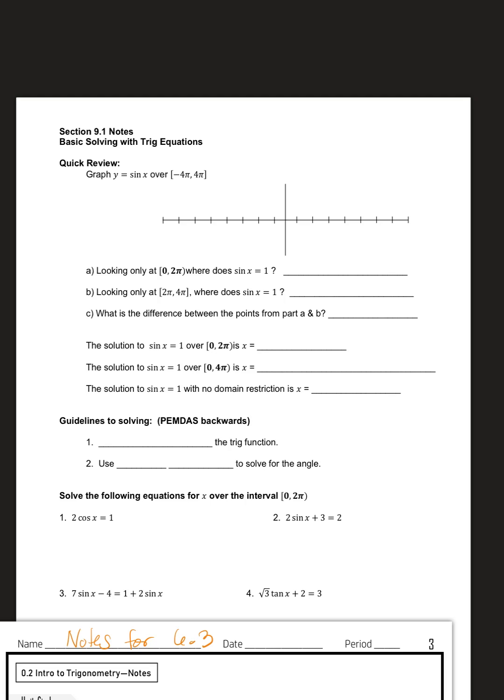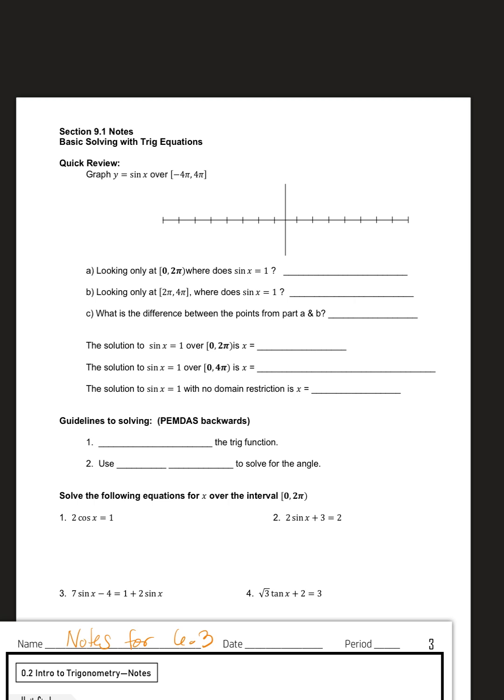Lesson 9.1 notes. We're going to do a quick review on a few things when we talk about trigonometry. So first, let's graph y equals sine x over negative 4 pi to 4 pi. So that's our domain. One end will be negative 4 pi and the other one will be 4 pi.